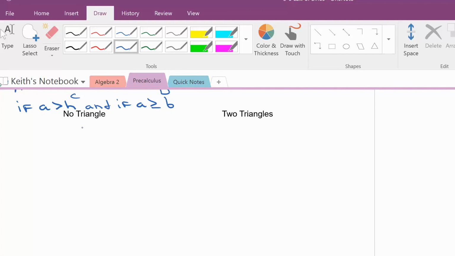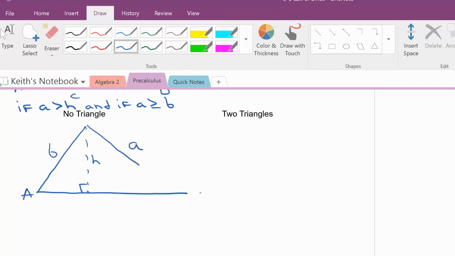There is no triangle if side A is less than the height. Because if side A is less than the height, then that means it does not connect to the B. And here's where it gets tricky. There's two triangles.